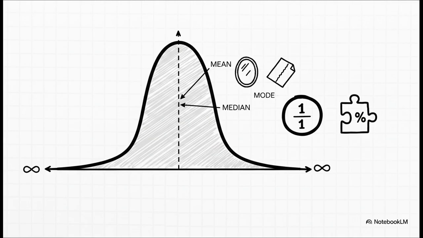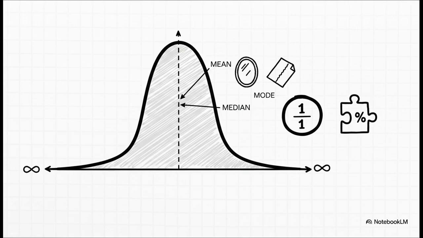We already know it's bell-shaped and perfectly symmetrical. Now, because of that perfect symmetry, something really cool happens. The mean, the average, the median, the middle value, and the mode, the most frequent value, are all the exact same number sitting right there at the peak of the curve.